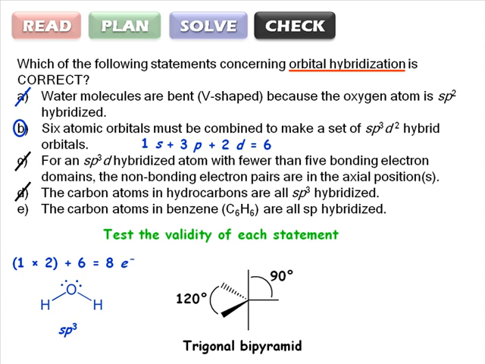Finally, answer E states that the carbon atoms in benzene are all sp hybridized. Recall the structure of benzene. You can see that each carbon atom has 1, 2, 3 separate electron domains. So the carbon atoms must be sp2 hybridized, not sp. This one's false too. So the answer is definitely B.